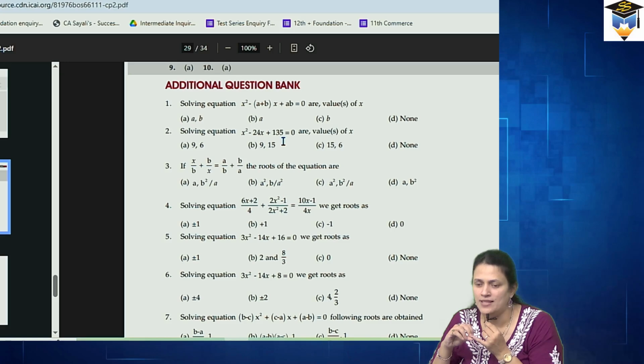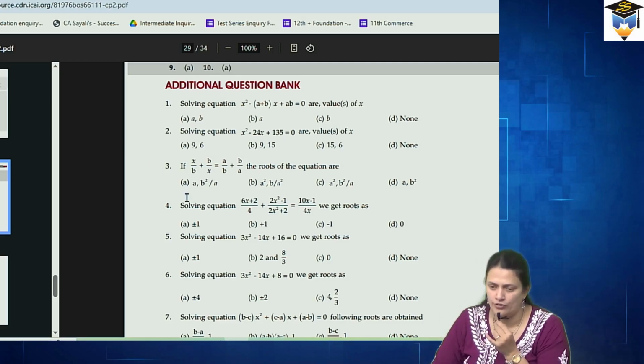X upon B plus B upon X is equal to A upon B plus B upon A. So let's say if I substitute option A over here. Try to substitute option A and tell me, is it the correct option?